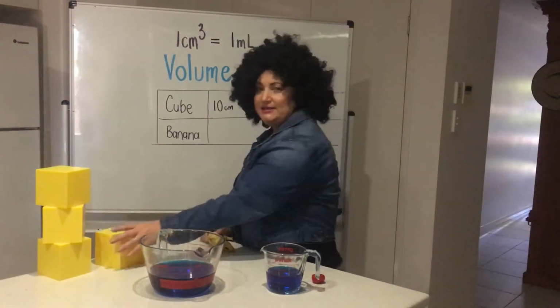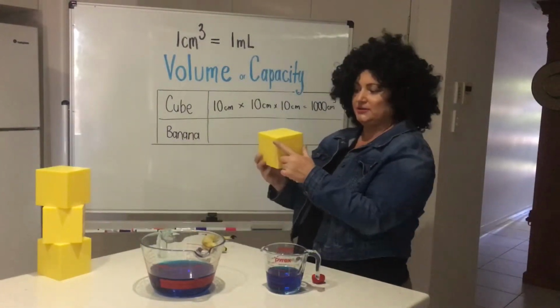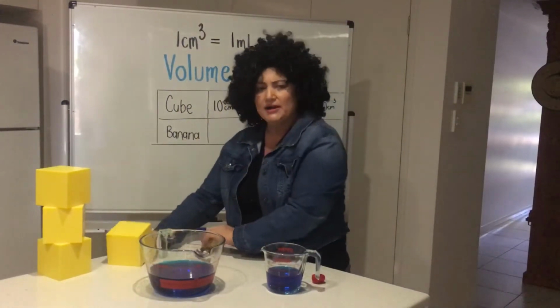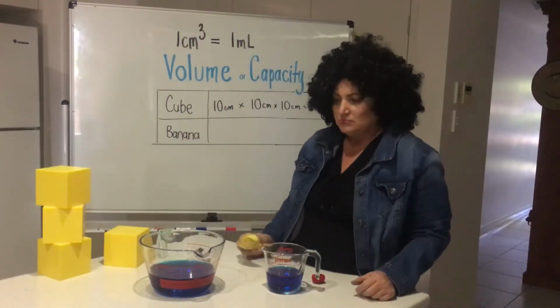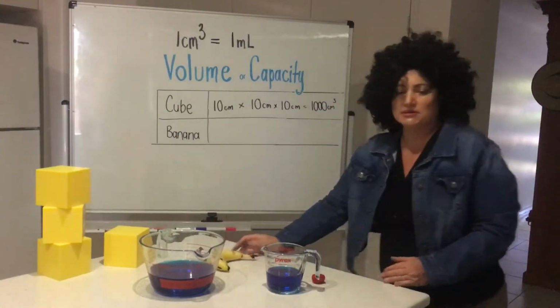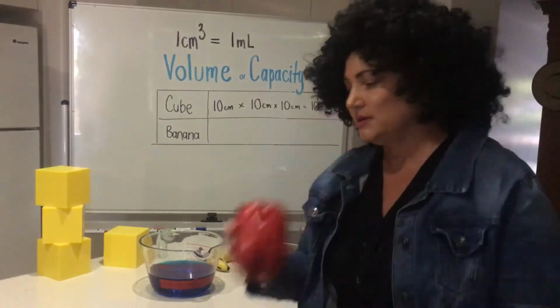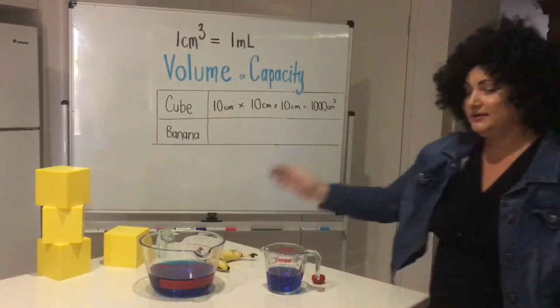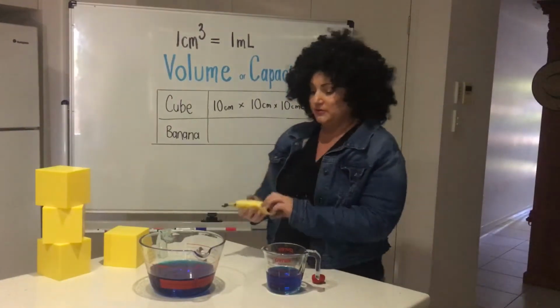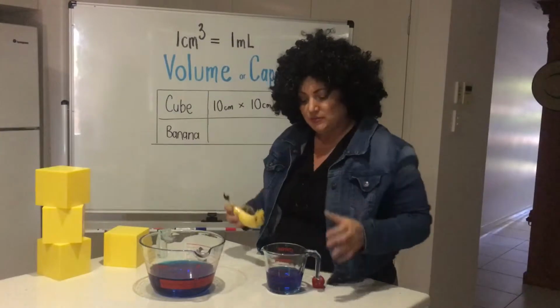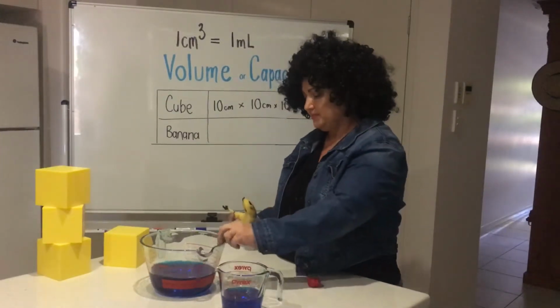Now, it's really easy to work that out. 10 centimetres by 10 centimetres by 10 centimetres. But if you had an oddly shaped object, such as this capsicum, how could you measure that? That'd be really hard. Or if you had, say, for instance, a banana, which would be really hard to measure, you would use this displacement method.